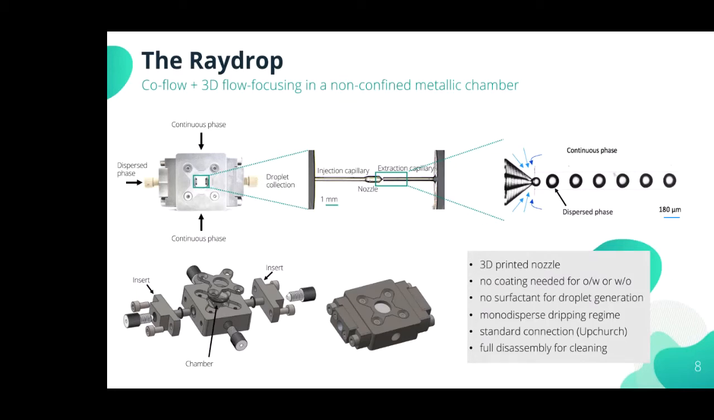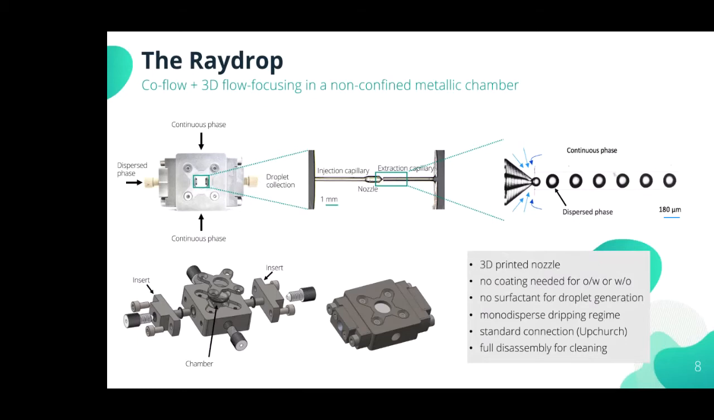At the entrance of the output capillary, the continuous phase pressurized in the chamber is subject to a dramatic acceleration because of the change of section and squeezes the droplet phase flowing out the nozzle, resulting in the formation of droplets. By comparison with the confined co-flow focusing, this non-confined design allows to work with more viscous continuous phase at high flow rates because the pressure drop is dramatically reduced.